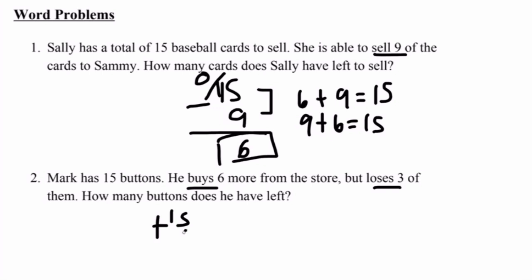15 plus 6. 5 plus 6 equals 11. 1 at the bottom, 1 at the top. 1 plus 1 equals 2. Therefore, Mark had 21 buttons after buying 6 from the store. But then he loses 3 of the buttons. Therefore, we need to subtract 3 from 21.